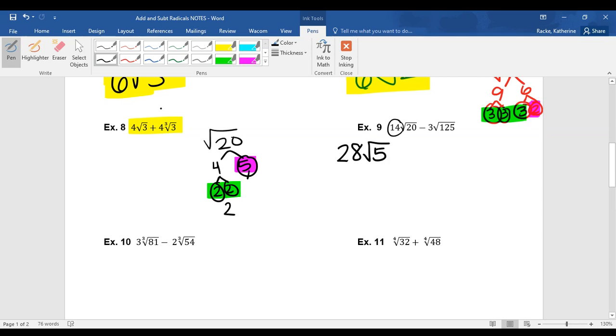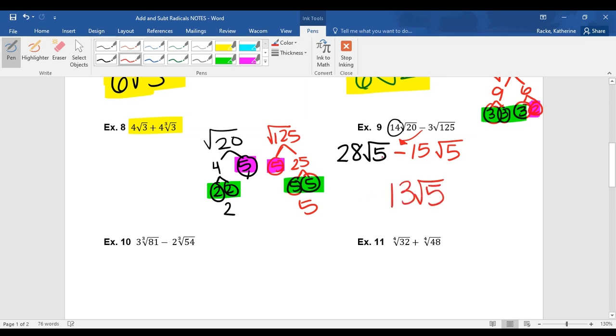inside. Okay, now looking at the square root of 125, which breaks down into 5 and 25. 25 breaks down into 5 and 5. So I have a pair of 5s with 1 left over. Okay, since I'm pulling out that pair of 5s here, I need to multiply it by 3. So 5 times 3 is going to give me 15. Make sure you're carrying that sign down. Okay, and then I will have the square root of 5 left on the inside. So now they are both square roots of 5, so I can combine them together. 28 minus 15 will give me 13 radical 5. That is your final answer.